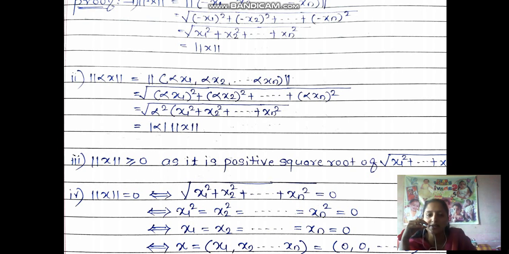That means x1, x2, x3 all numbers are 0. If these x1, x2, x3 numbers are 0, then we get the vector x is equal to 0 vector. That means if norm x is equal to 0, then the vector x is itself 0. Okay.